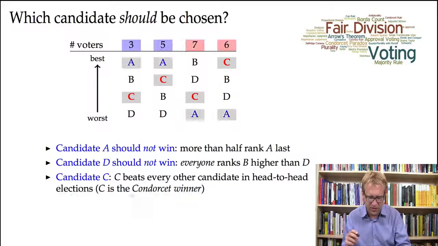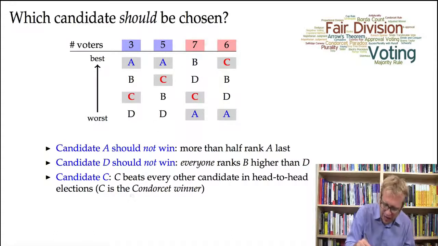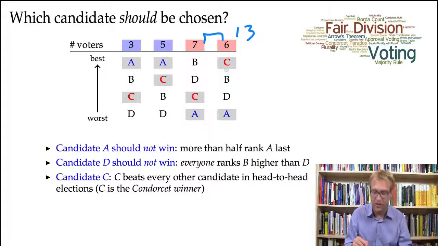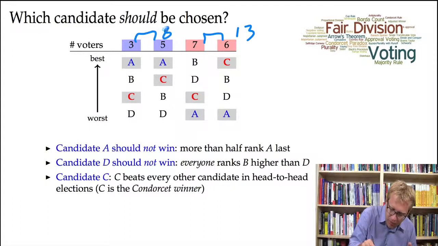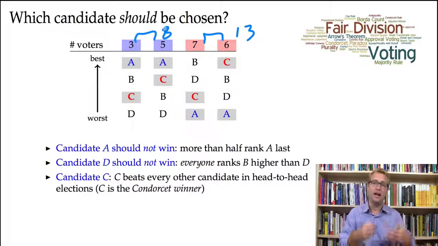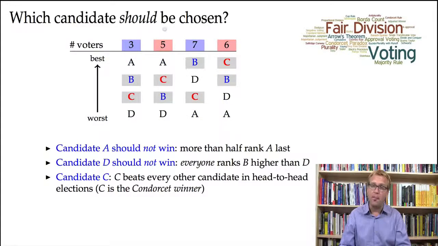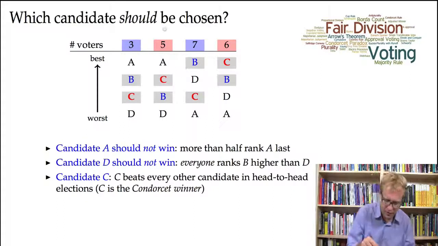Let's compare C versus candidate A in a head-to-head election. We look at the rankings and forget about B and D, and imagine that the race is just between Charles and Anne. If it was just between Charles and Anne, we see that 13 people rank C above A, so they would naturally vote for Charles. But 8 people rank Anne above Charles, so they would naturally vote for Anne. So in a head-to-head election, Charles would be declared the winner. Now, when Charles goes up against Bob, it's a close race.